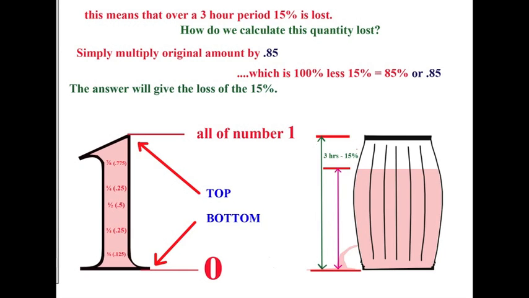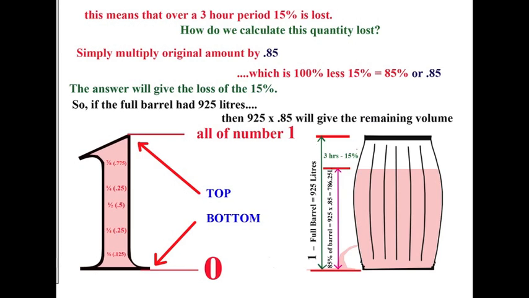So, this time, if the barrel had 925 litres in it at the start, then this is the whole amount, which we can think of as the top of number 1. And after 3 hours, the remaining amount will be 925 multiplied by 0.85.